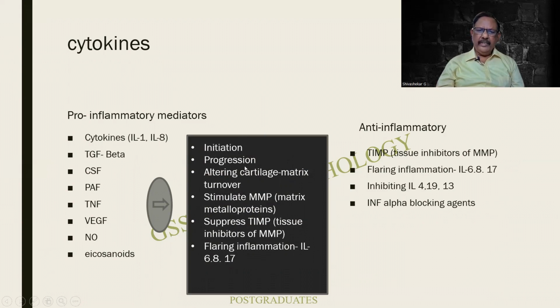There can be an initiation, there can be a progression, alteration in the cartilage and matrix turnover, stimulation of the matrix metalloproteinases, and there can be suppression of the tissue inhibitors of matrix proteinases, and there can be a flaring of the inflammation due to interleukin 6, 8, and 17. So this one we'll be seeing.